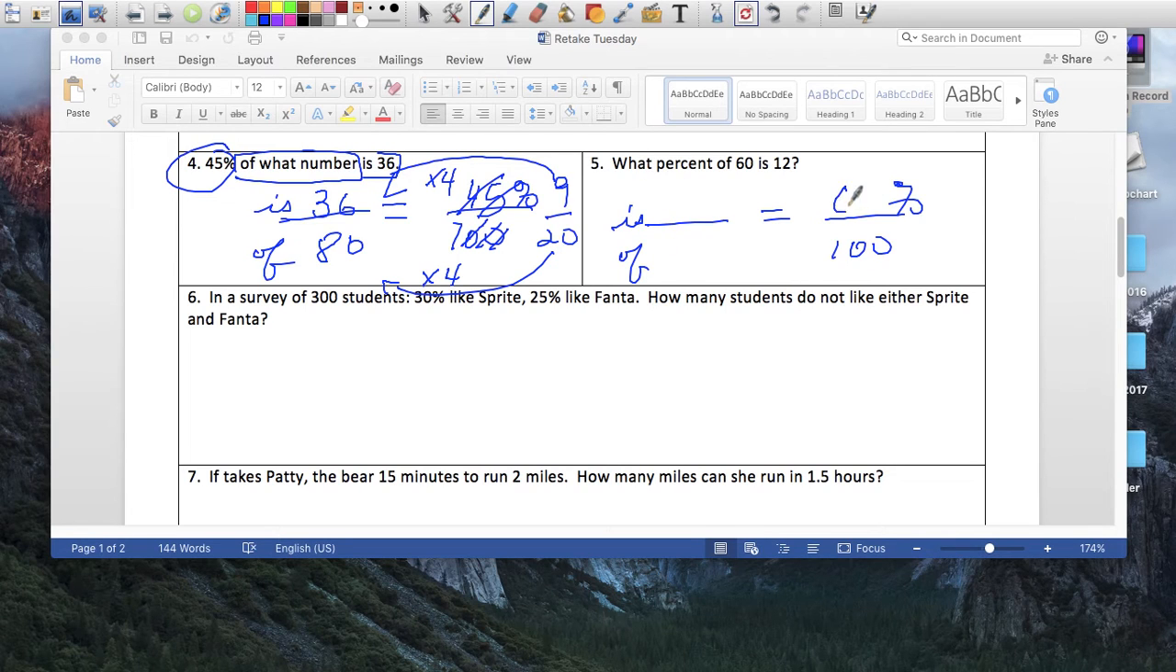Here, 60 goes on top. Right? What percent? Sorry. We're looking for the percent, so that spot has to be the empty spot. Of 60. Of 60, so 60 is going to be here. 12 is the part, so that's going to be here.